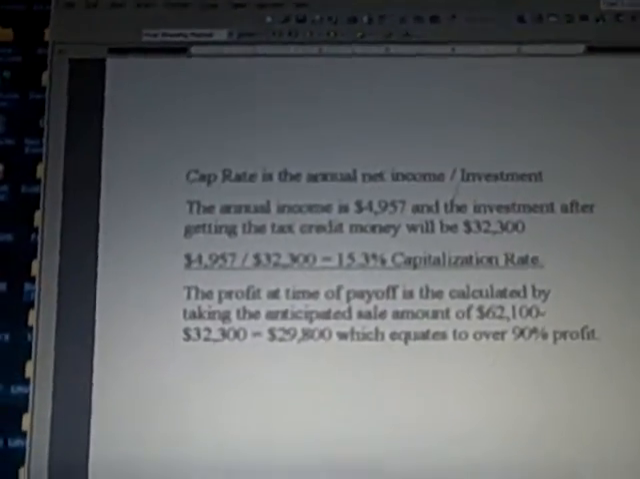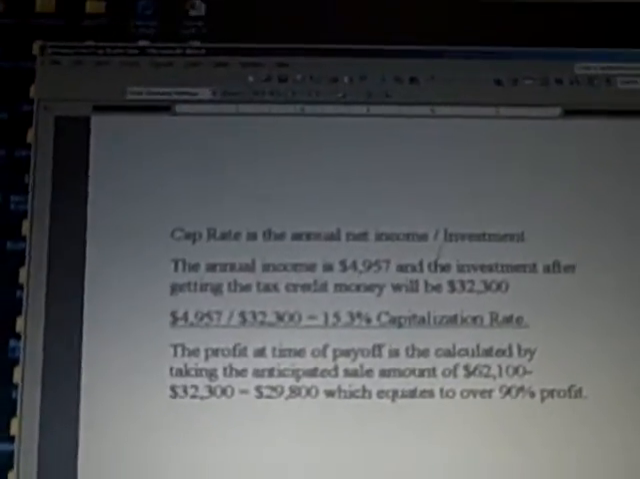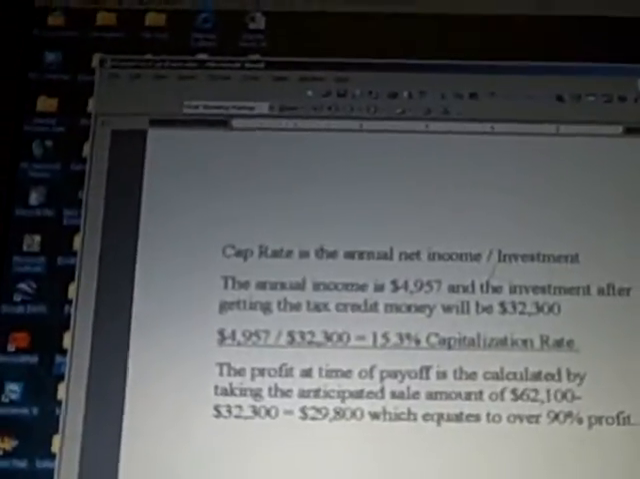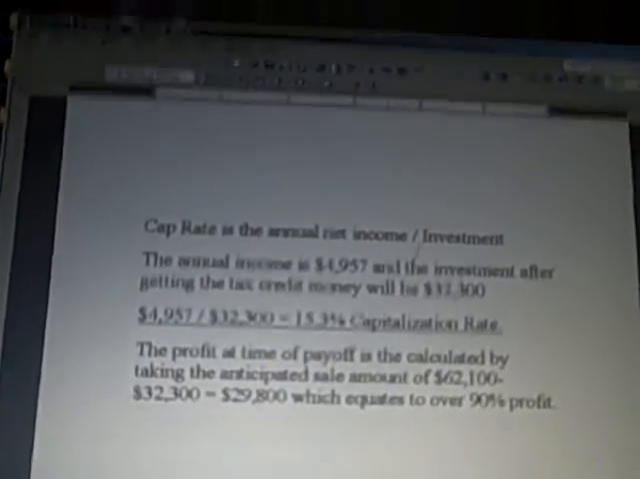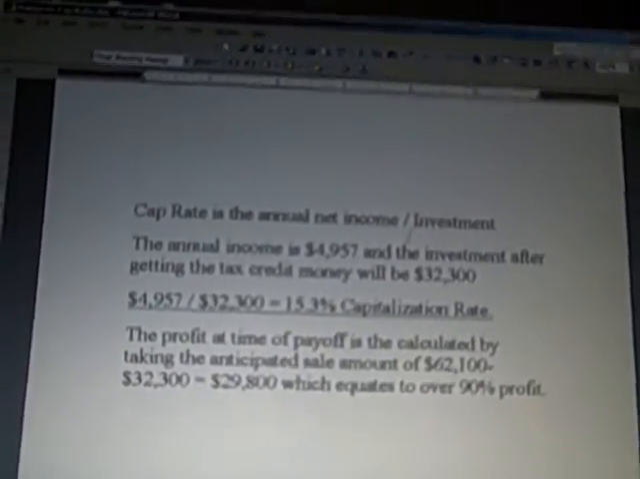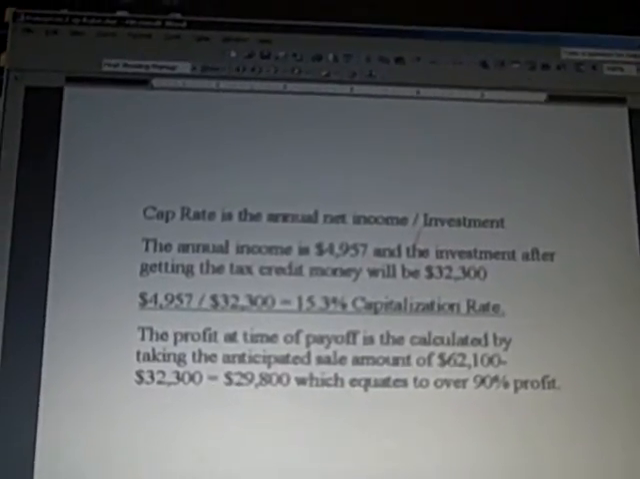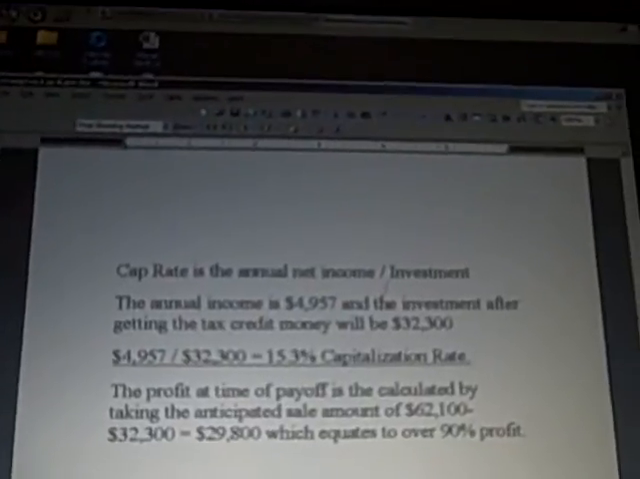So basically, we'd have income of $4,957 with the $32,300 in it. The running cap rate, if you decide you want to stay in, is 15.3%. Let's see, the profit at time of sale, 62.1 minus the 32.3, so there's about $29,800, which equates to over 90% profit if and when she refinances.